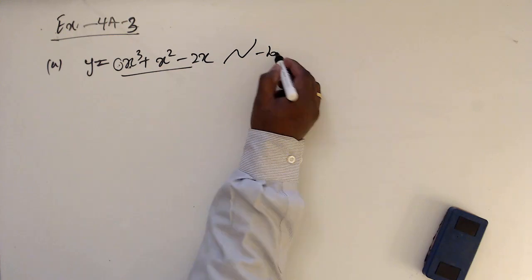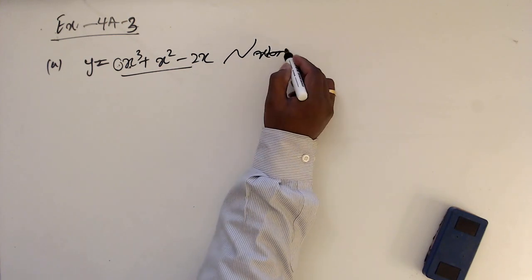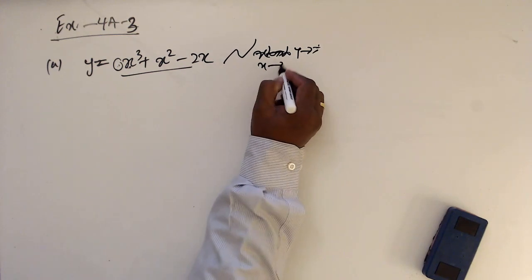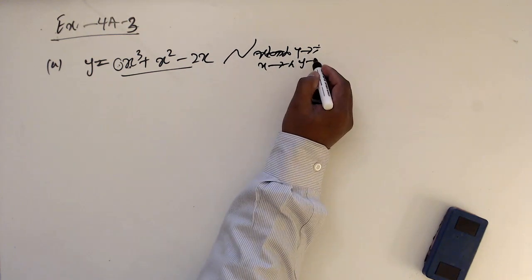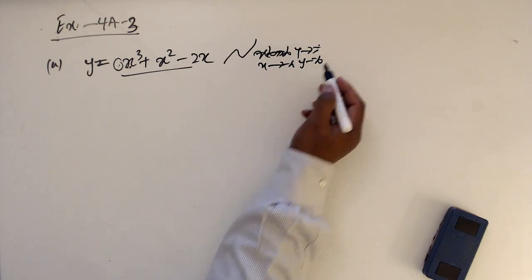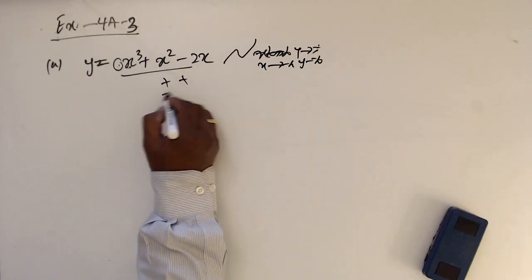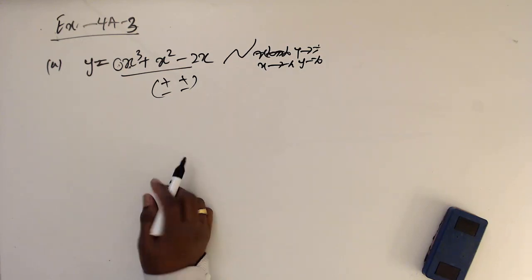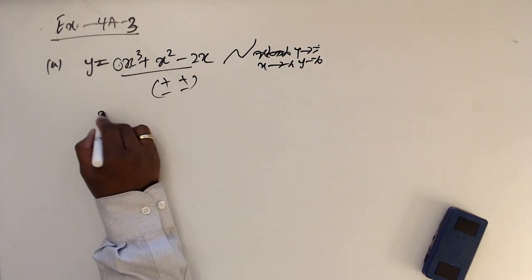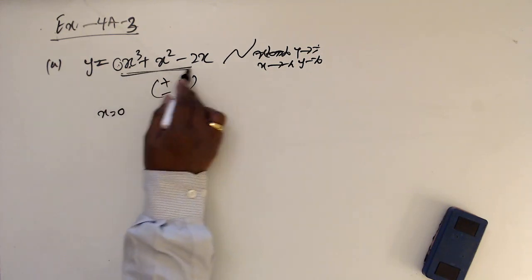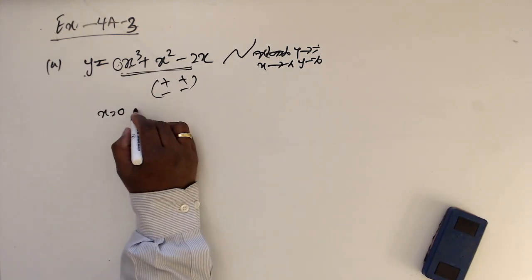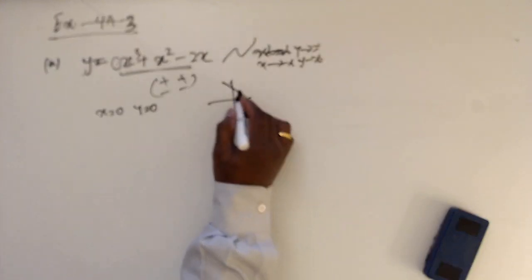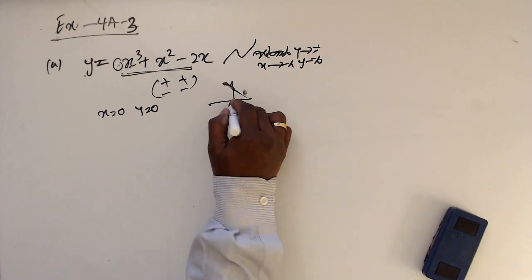As x goes to positive infinity, y also goes to positive. As x goes to negative infinity, y also goes to negative. Positive to positive, negative to negative. And that's all we can see. And also we can easily get that when x equals 0, y equals 0. It will cut the graph at 0, 0.